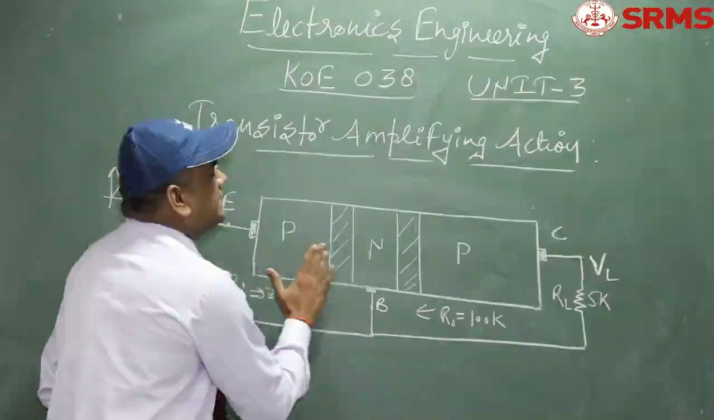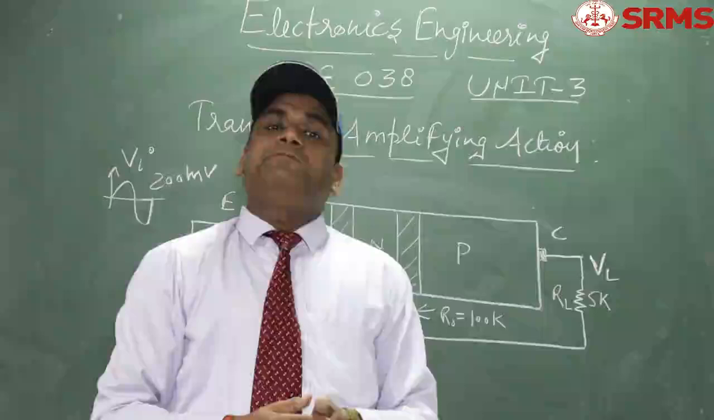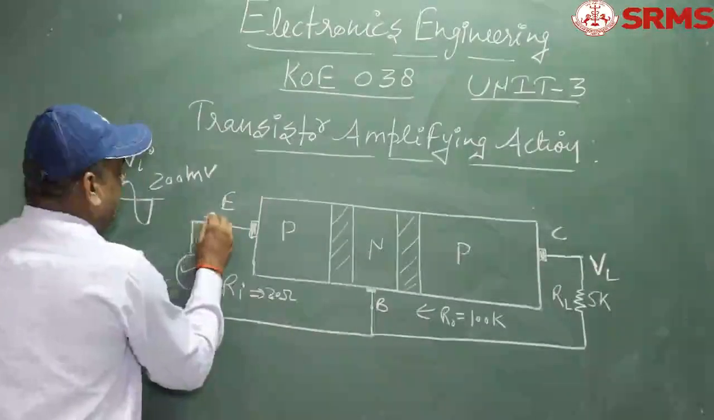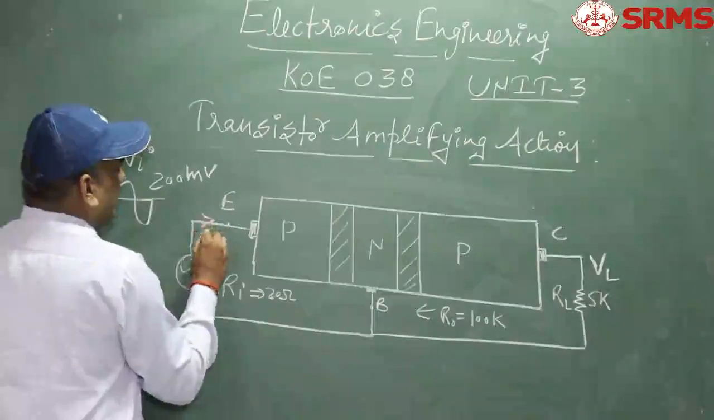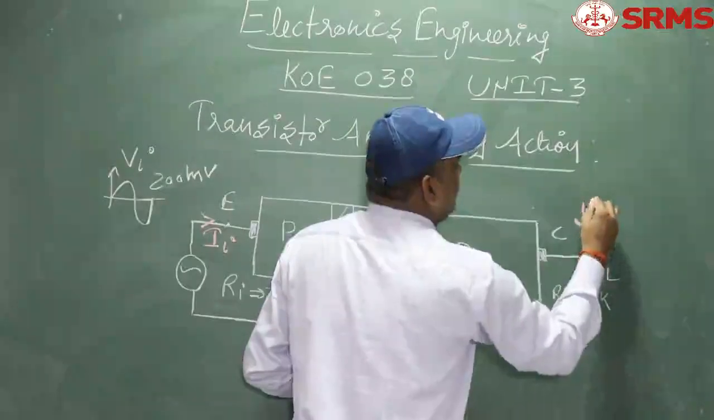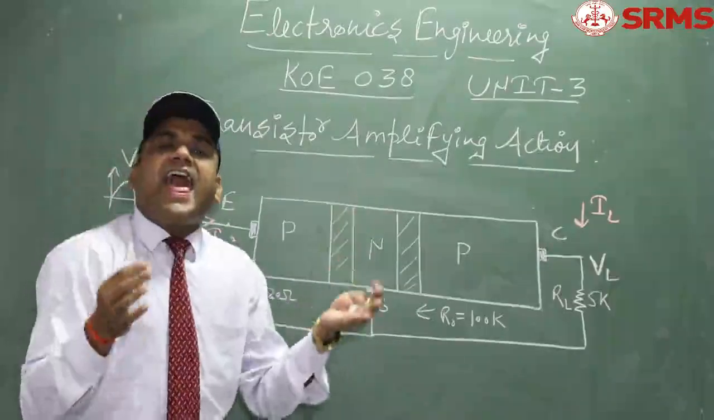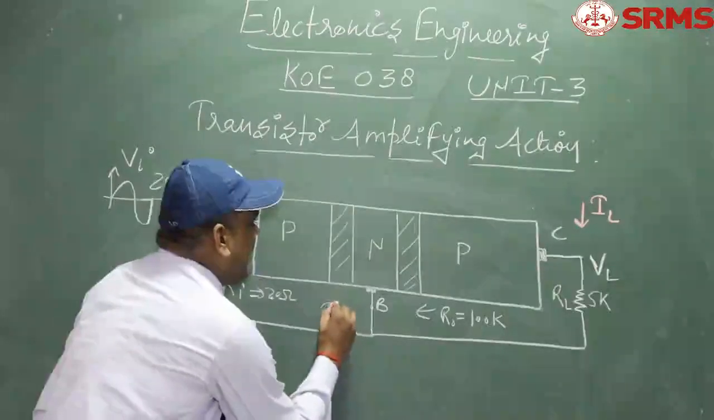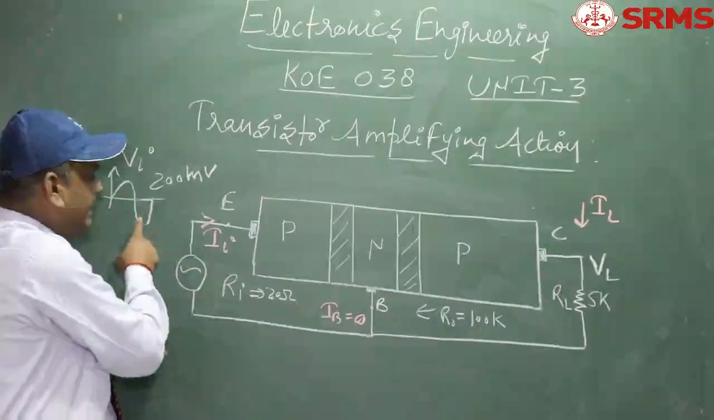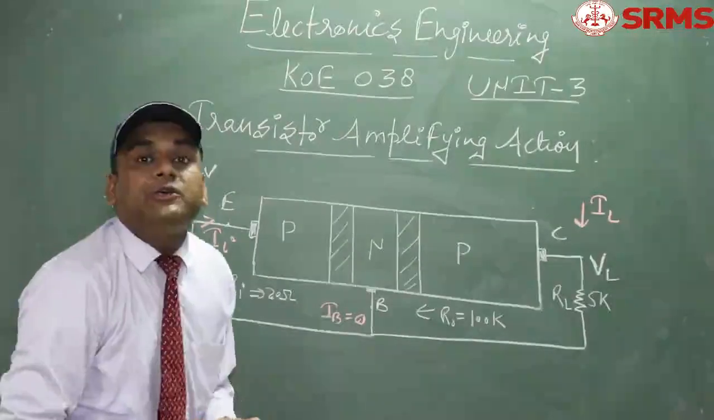So this is your P region, this is your N, and this is P. The construction of the bipolar junction transistor has been discussed in the previous lecture. Now let us assume the input current is given here as I, and the output current is given as IL. For the sake of simplicity, we are assuming the base current IB is approximately equal to 0. So here this is the input AC signal whose value is 200 millivolt, and we want to amplify it.